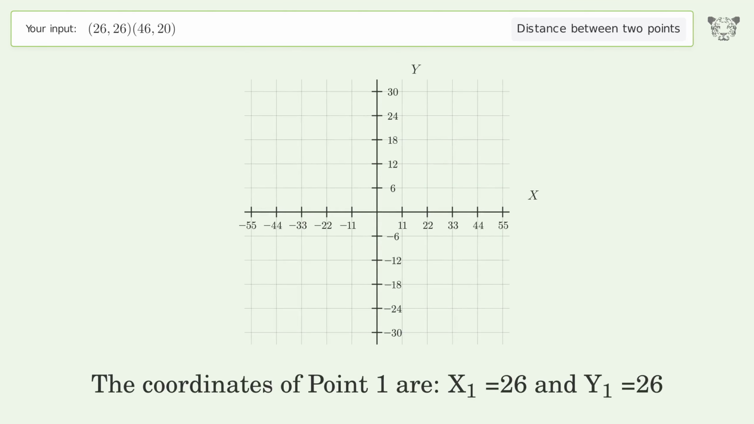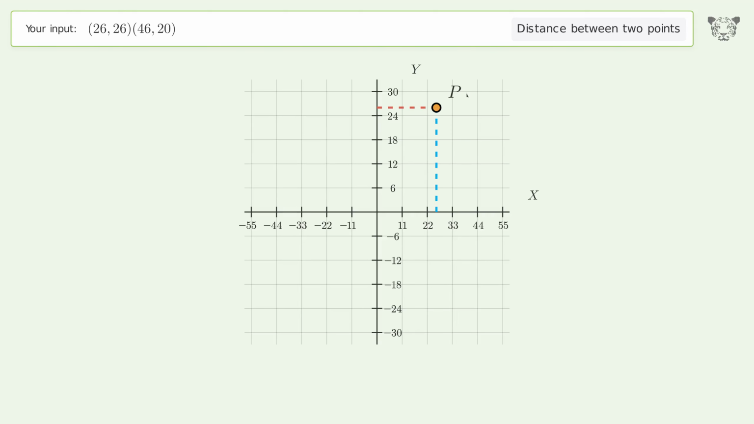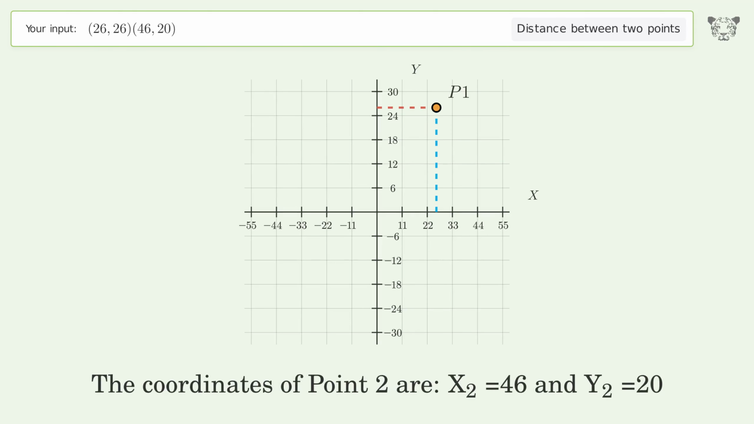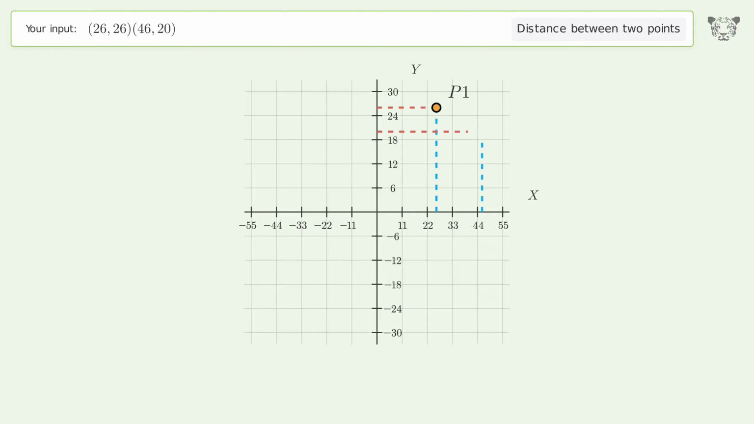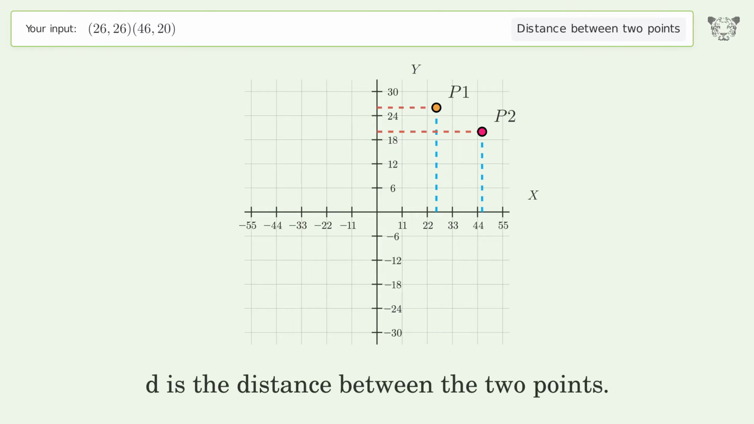The coordinates of point 1 are x1 equals 26 and y1 equals 26. The coordinates of point 2 are x2 equals 46 and y2 equals 20. D is the distance between the 2 points.